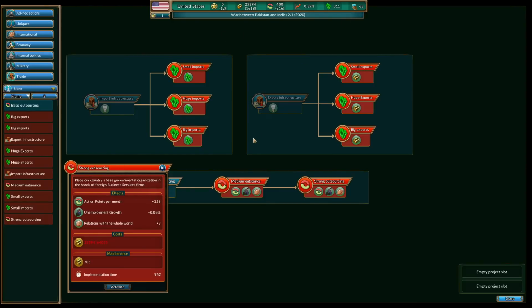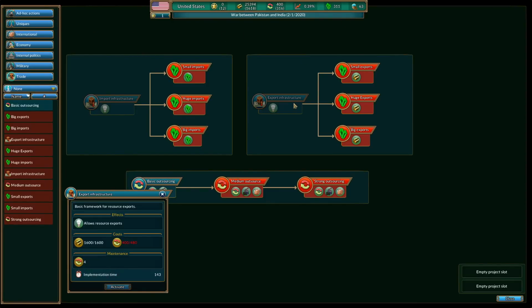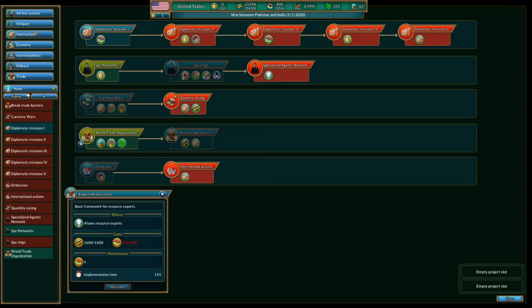If you have a lot of resources, you could actually go set up some export infrastructure, cost you a little bit of action points, and then you can export that for a bit of money, which is nice. Simultaneously, you could also have an import infrastructure that also costs money and action points, to import resources if you lack it. It's way more expensive to import than it is beneficial to export. So the less you need to rely on this, the better.